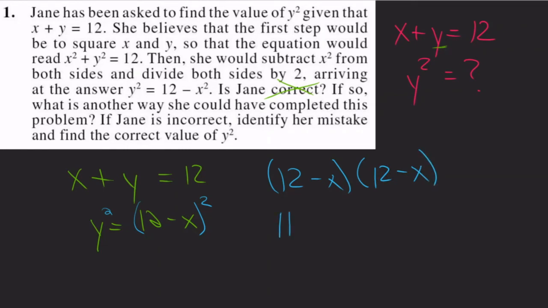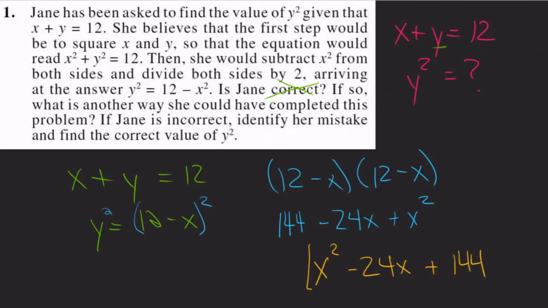And when we work this out, we would have 144. 12 times 12. 12 times negative x would be negative 12x. Negative x times 12 would be another negative 12x. That's going to be negative 24x. Negative x times negative x is positive x squared. Now, I like to rewrite these usually in the final positions that I like to normally have. I like to put them in order of degree. x squared minus 24x plus 144. That is equivalent to y squared.